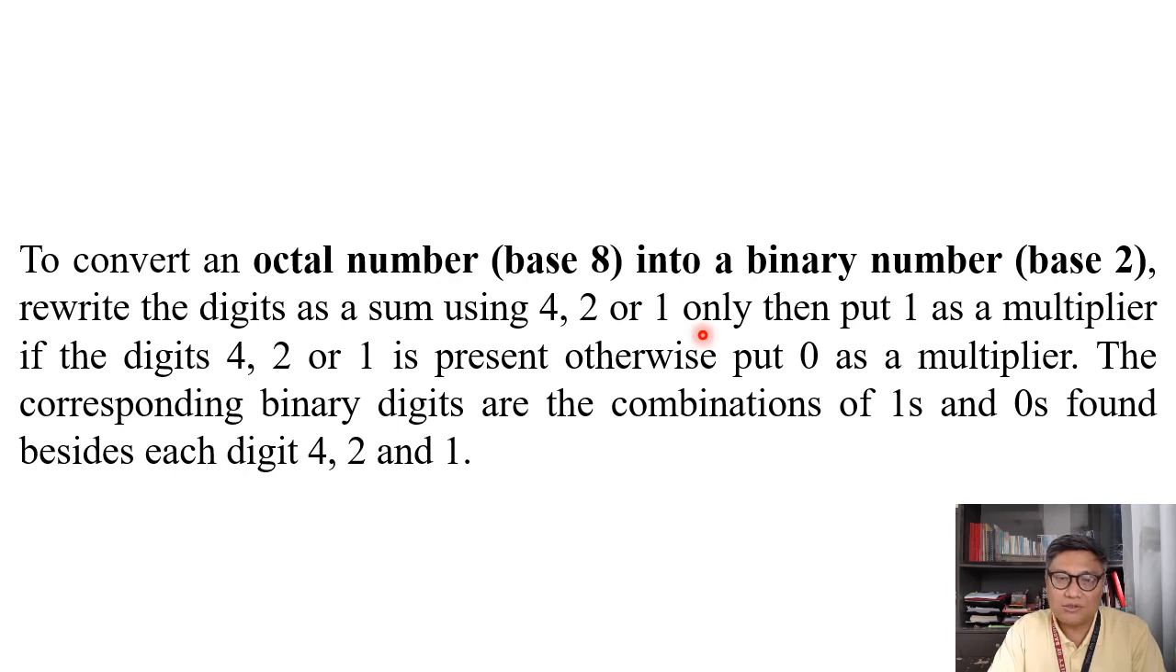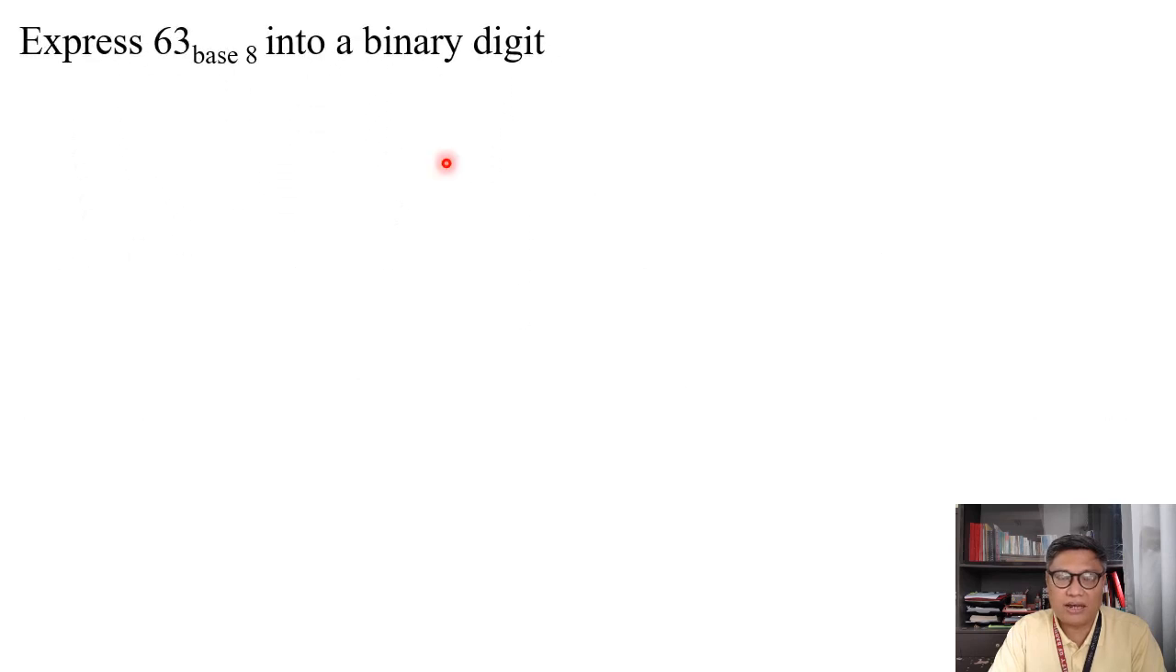And once we convert them into 4, 2, and 1, then we put 1 as a multiplier to any of these digits that is present. Otherwise, we put 0 as a multiplier. Then the corresponding binary digits are the combinations of your ones and zeros that are found beside its digit 4, 2, and 1. So for us now to understand these given rules, we have here an example.